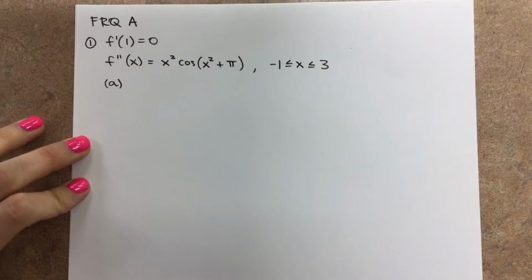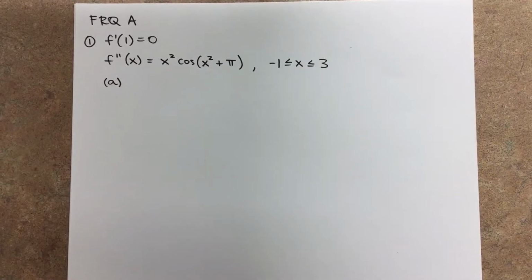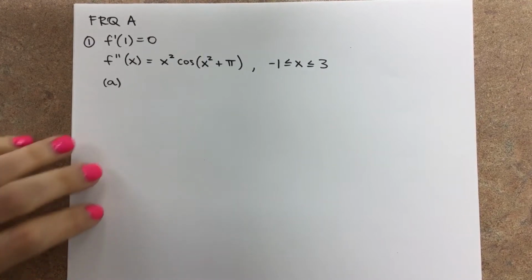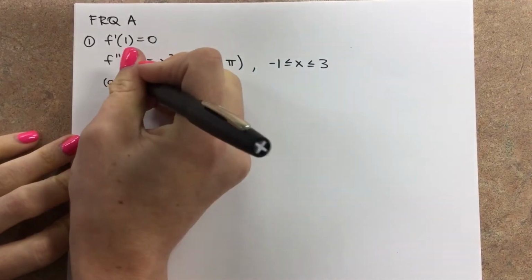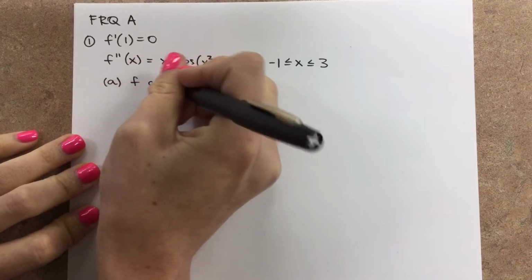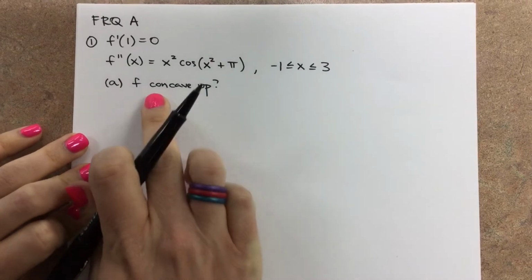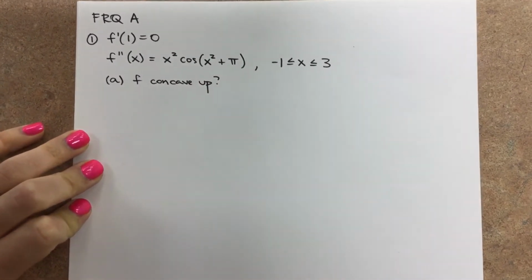So letter A, and I'm hoping that you've got these questions in front of you because I don't want to actually write everything down, but I will read the questions. Letter A says, on what open intervals in between -1 and 3 is the graph of f concave up? Okay, so we'll write some little notes here. So where is f concave up? That is what they're asking us about on the open intervals contained in this interval right here.